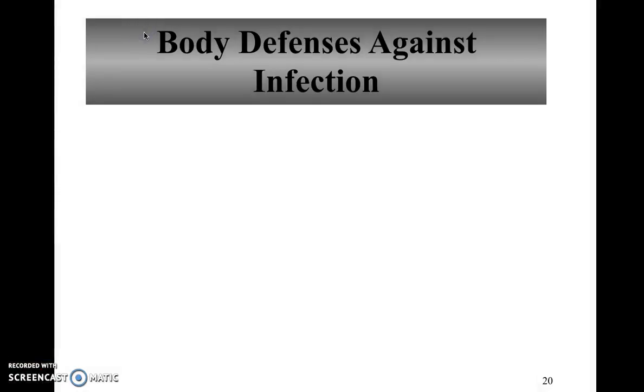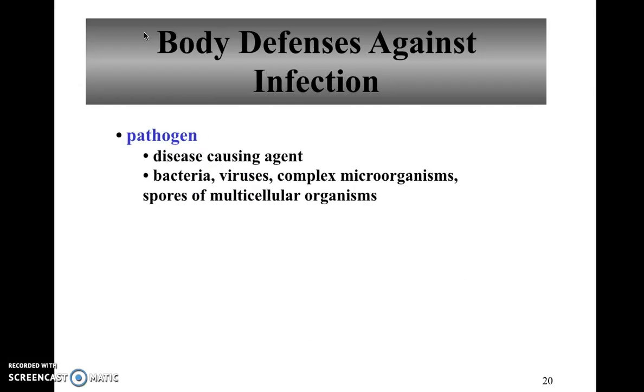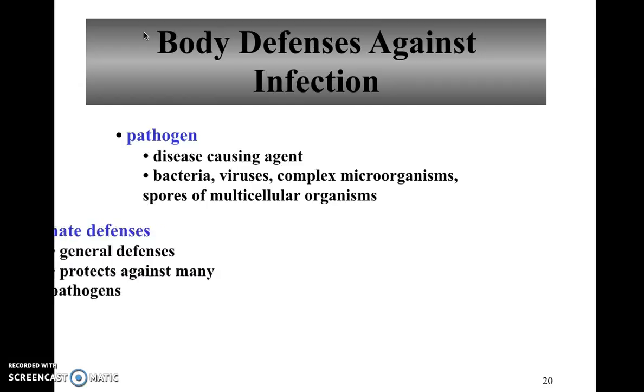The next thing we need to talk about is how our body defends us against infection, or how our immune system works. But before we get to that, we need to talk about a couple of things. We need to define a couple of terms. And the first term we need to define is pathogen. A pathogen is any disease-causing agent. It could be things like bacteria, viruses, different microorganisms, spores from various fungal diseases, and other such things.